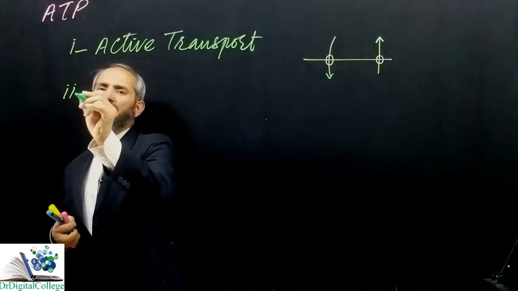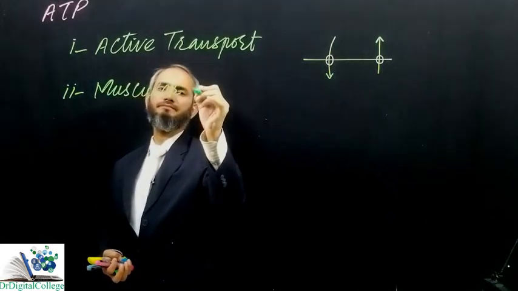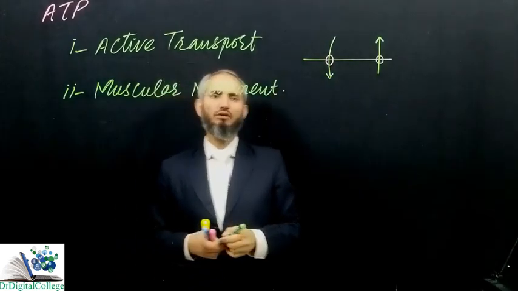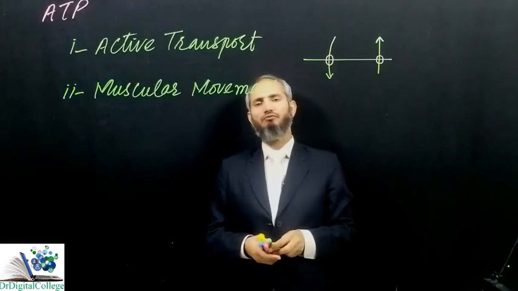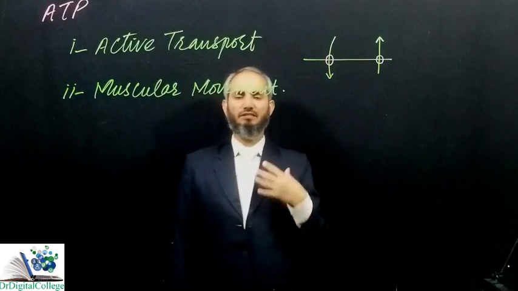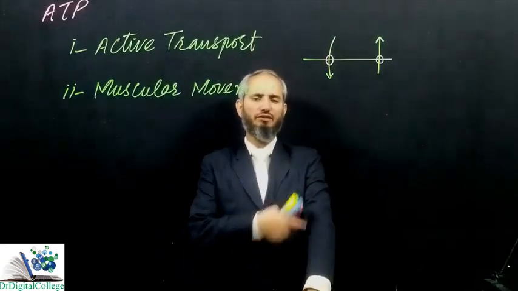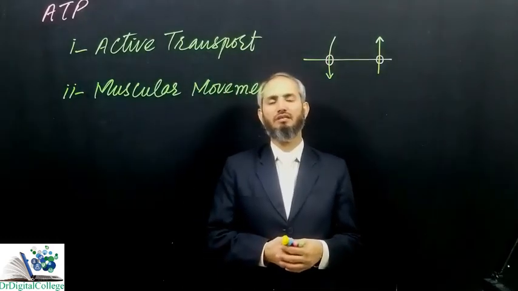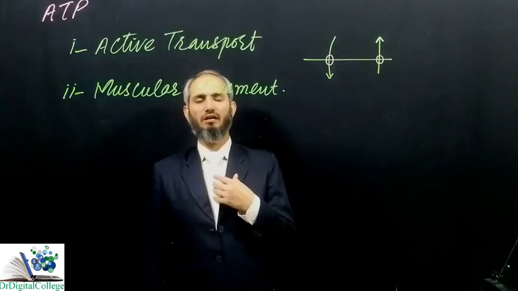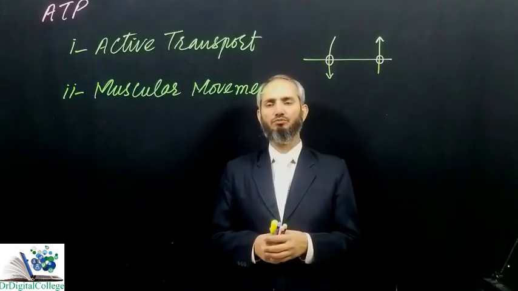Now, the second use is muscular movement. Muscular movement is when the muscles are involved in some movements. You know, in the body of modern organisms, such as in human beings, there are three types of muscles. One muscles are those which are attached with our bones. These are called skeletal muscles. Others are the heart muscles, called cardiac muscles. And the other muscles are in our internal organs, such as blood vessels, lungs, or the kidney. They are called smooth muscles.